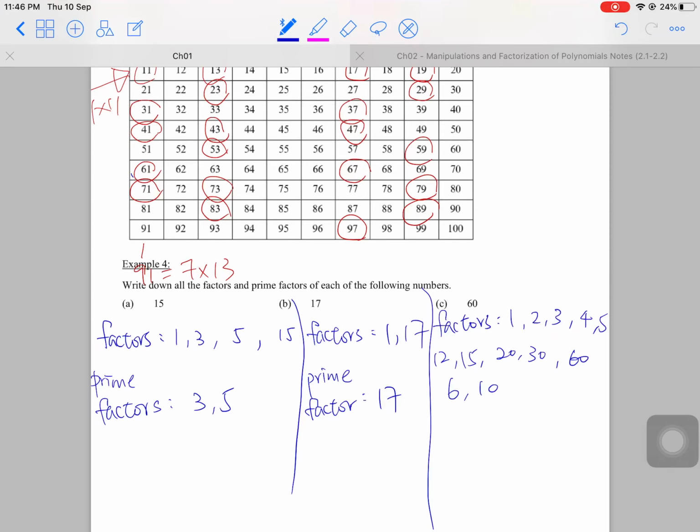Okay, so that is all the factors. Now choose the prime numbers. Those are the prime factors. So the prime factors are 2, 3, 5. No more. That's all.